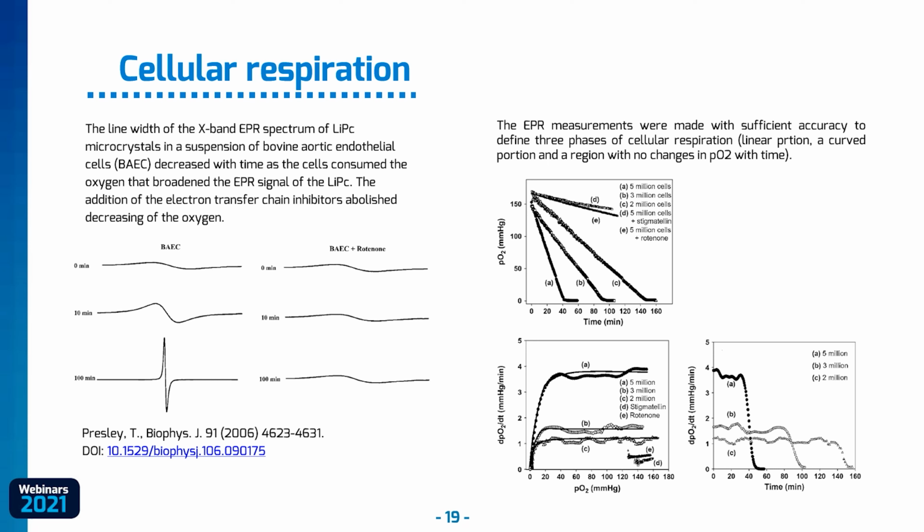The EPR spectra were analyzed and transformed into PO2 versus time data using the standard calibration curve. Two obtained results are presented on the right picture as a function of time for these different cell densities. In each of the cell density plots, there are three distinctly different regions, namely a linear portion, a curved portion, and a region with no change in PO2 with time.